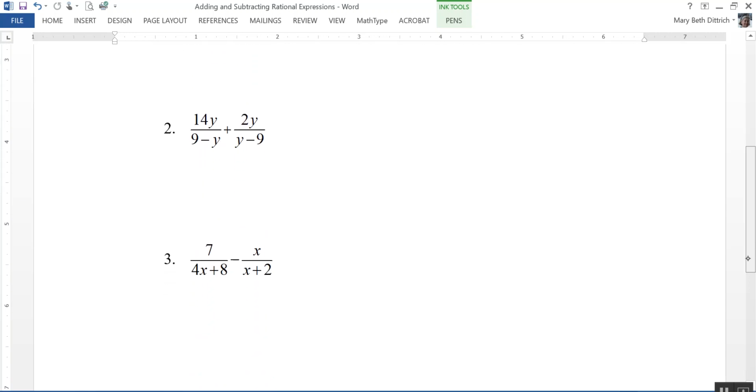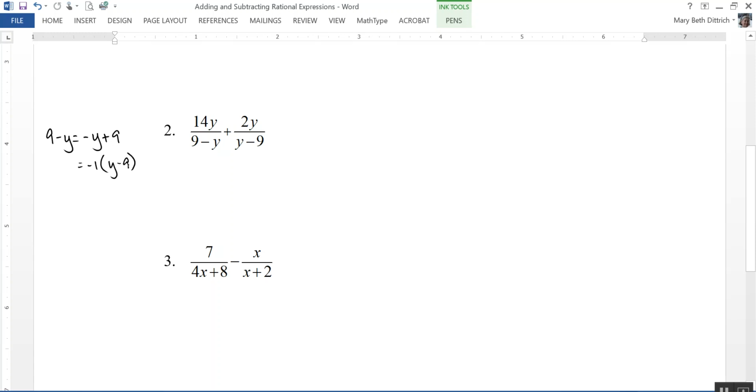Let's take a look at our second example here. 14y over 9 minus y, plus 2y over y minus 9. The denominators are not the same, but they're very similar. So recall what we did in a previous lesson where I rewrote something that had the constant first followed by the variable, and then factored out a negative 1. And when I do that, I get that this denominator is equal to negative 1 times y minus 9.